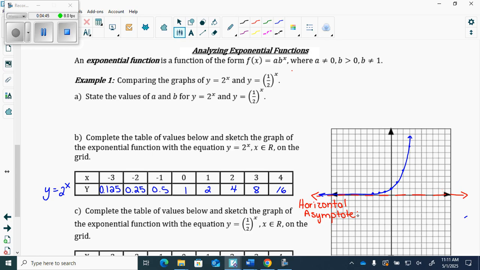It's 0, yeah, but it's an equation. What equals 0? y equals 0. So our horizontal asymptote is going to be at y equals 0. You want to know the greatest thing about this unit? It's always y equals 0.